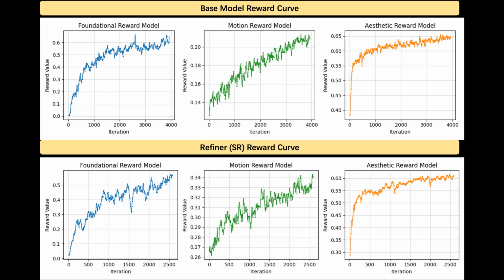Figure 7 shows these reward curves all trending upwards, because who doesn't love a good upward trend? These models focus on foundational capabilities, motion quality, and aesthetics, ensuring the AI not only sculpts a figure, but also makes sure it has the right number of limbs and isn't terribly ugly.